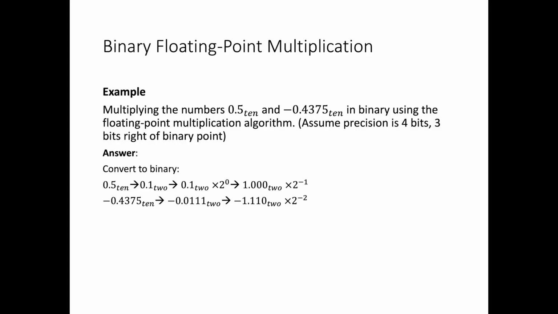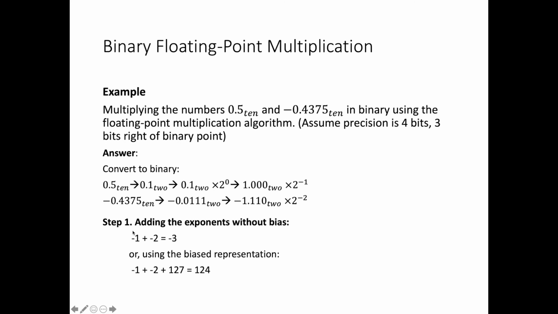To have a better understanding of this algorithm, let's talk about this example. In this example, we are trying to multiply two decimal numbers using the floating point multiplication algorithm. We also assume that the precision is 4 bits, which means we only allow 3 bits right of this binary point. First of all, we should convert those two decimal numbers to binary numbers, and we already did that before.